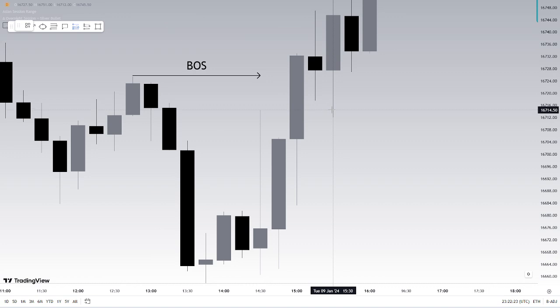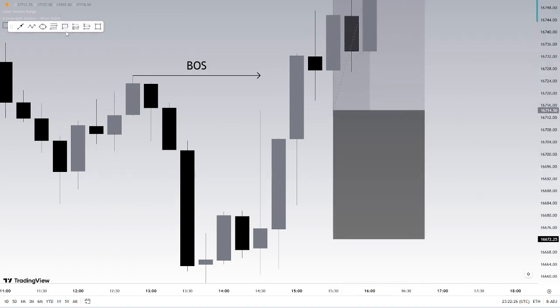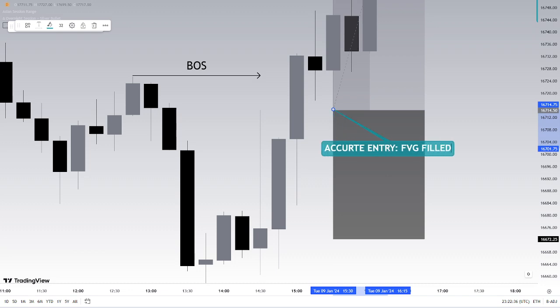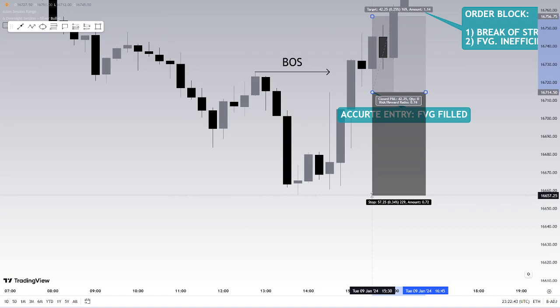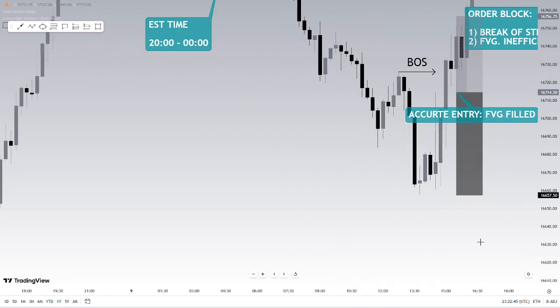So this is the benefit of ICT, right? ICT allows us to be very accurate with our entries. So this is an accurate entry, and the fair value gap is filled. Okay. Now, where do you want to put your stop loss? A safe place to put your stop loss is below the low of the day, which is over here.